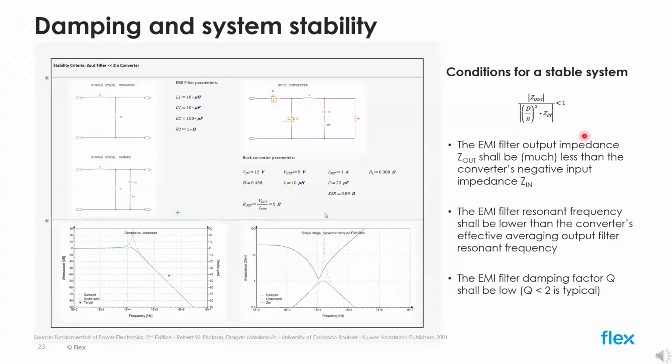So peaking can be a problem as it raises the output impedance of the EMI filter and may result in an unstable system. Lowering the Q factor of the EMI filter below 2 and placing its resonant frequency below the converter averaging filter resonant frequency are two common solutions to the problem.